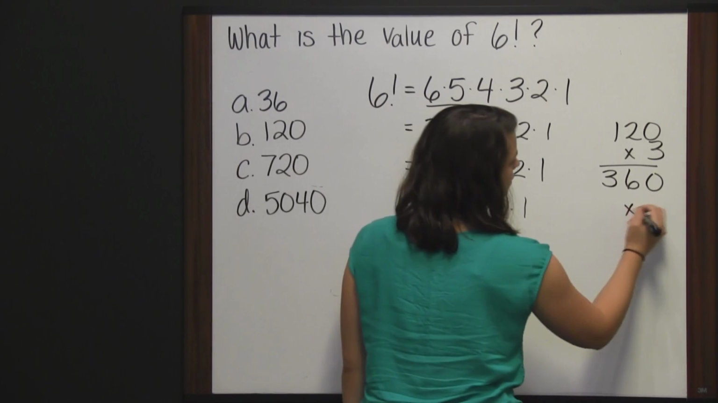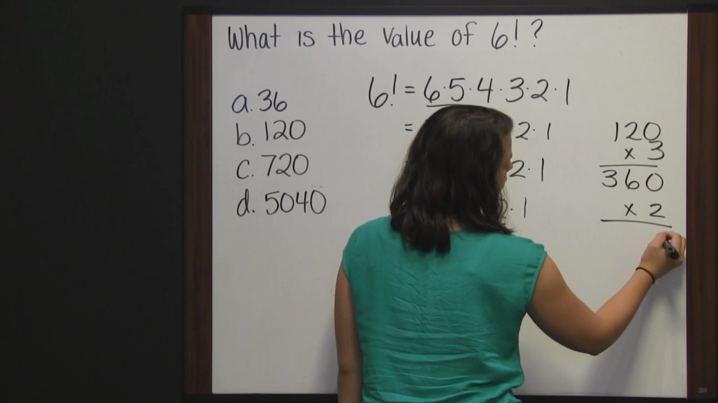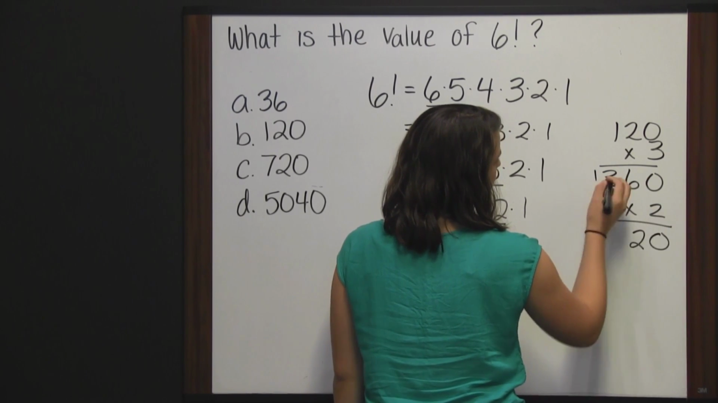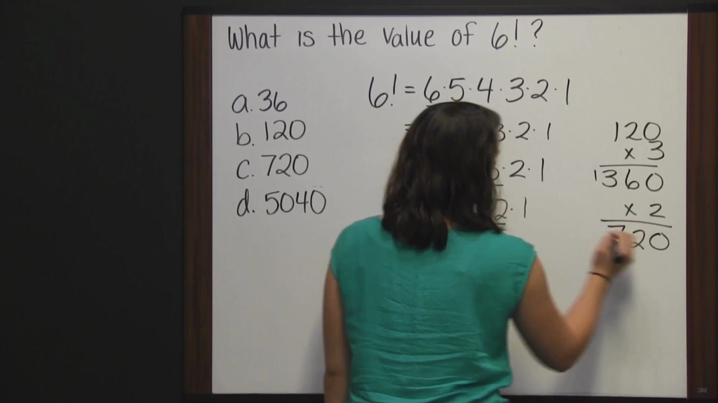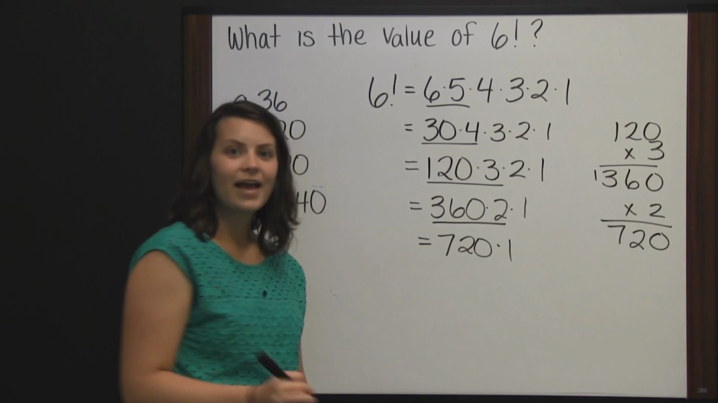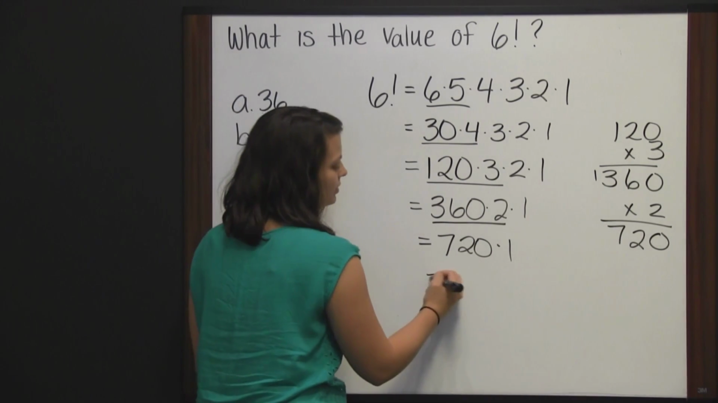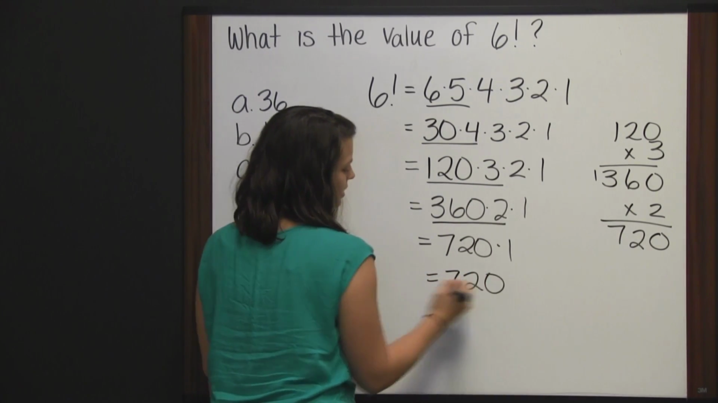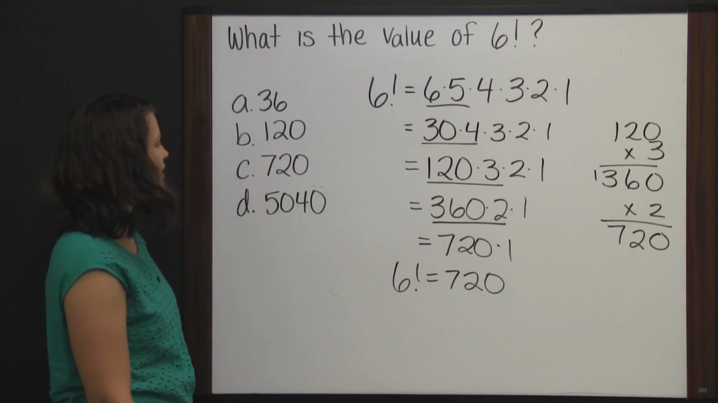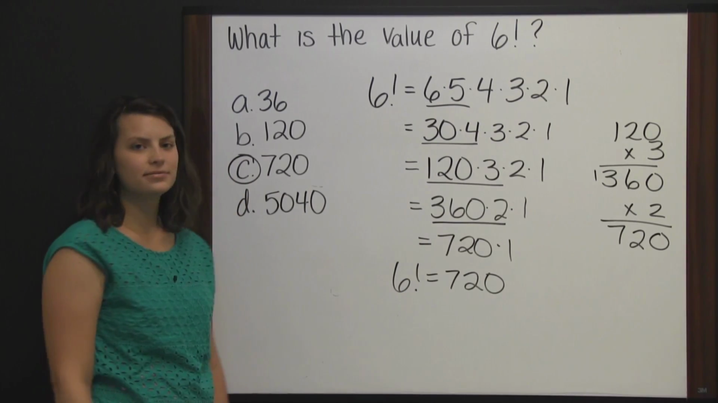360 times 2. 2 times 0 is 0. 2 times 6 is 12, carry the 1. 2 times 3 is 6, plus 1 is 7. So 720 times 1, and 720 times 1 is just 720. So 6 factorial is equal to 720. Answer C.